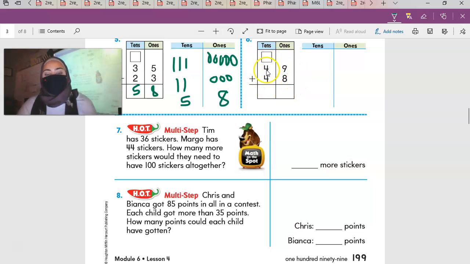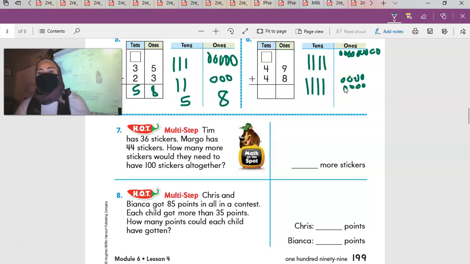All right, let's look at this one. 49 plus 48. 49, that's 4 10s and 9 ones. 1, 2, 3, 4, 5, 6, 7, 8, 9. And then 4 tens and 8 ones. 1, 2, 3, 4, 5, 6, 7, 8. Now what I have to do is I have to try to make a 10 from these. Well, 9 plus 1 is 10, right? So I can just take 1 from here and then circle these 9, and that makes a 10.